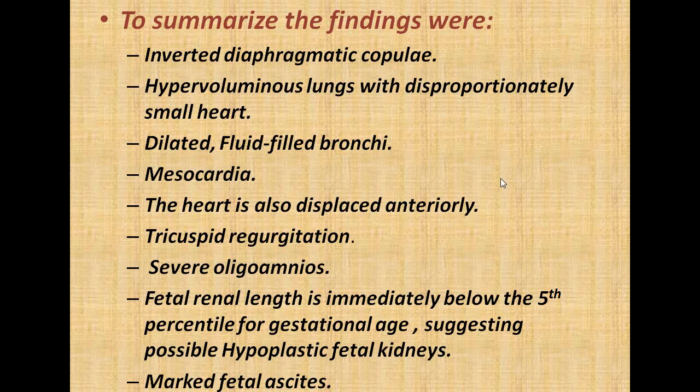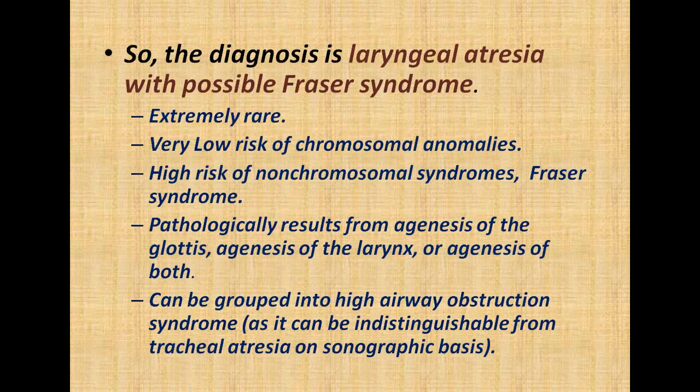To summarize, the findings were inverted diaphragm, hypervoluminous lungs with disproportionately small heart, dilated fluid-filled bronchi and trachea, mesocardia. The heart is also displaced anteriorly, tricuspid regurgitation, severe oligoamnios. Fetal renal length is immediately below the 5th percentile for gestational age, suggesting possible hypoplastic fetal kidneys, and marked fetal ascites. So the diagnosis is laryngeal atresia with possible Fraser syndrome.